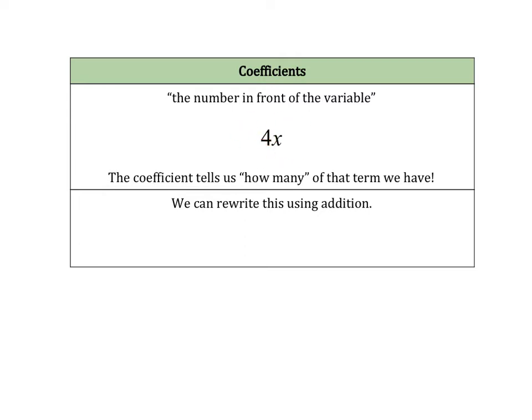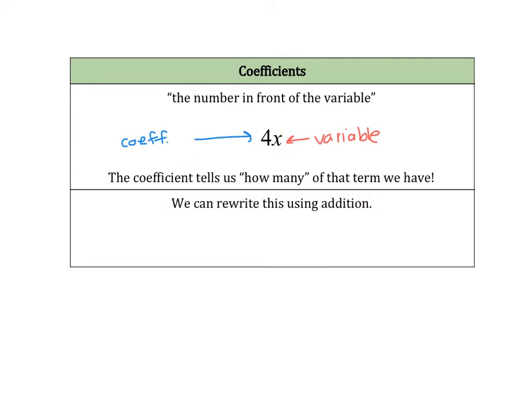So let's take the term 4x. We know that 4 is the coefficient and x is our variable. So I like to think of a coefficient as something that tells us how many of that type of term we have. So when I look at this, it's really telling me that I have 4 x's.